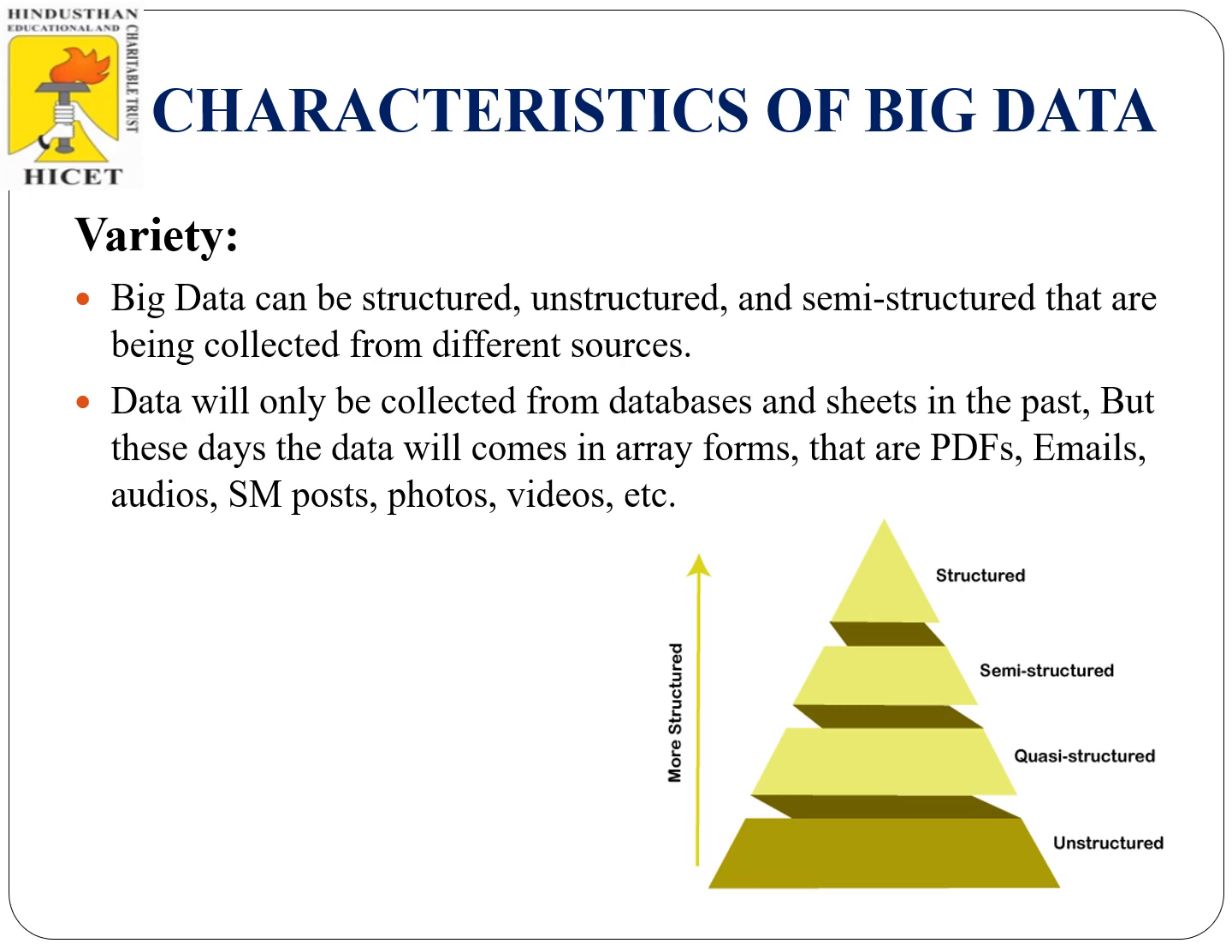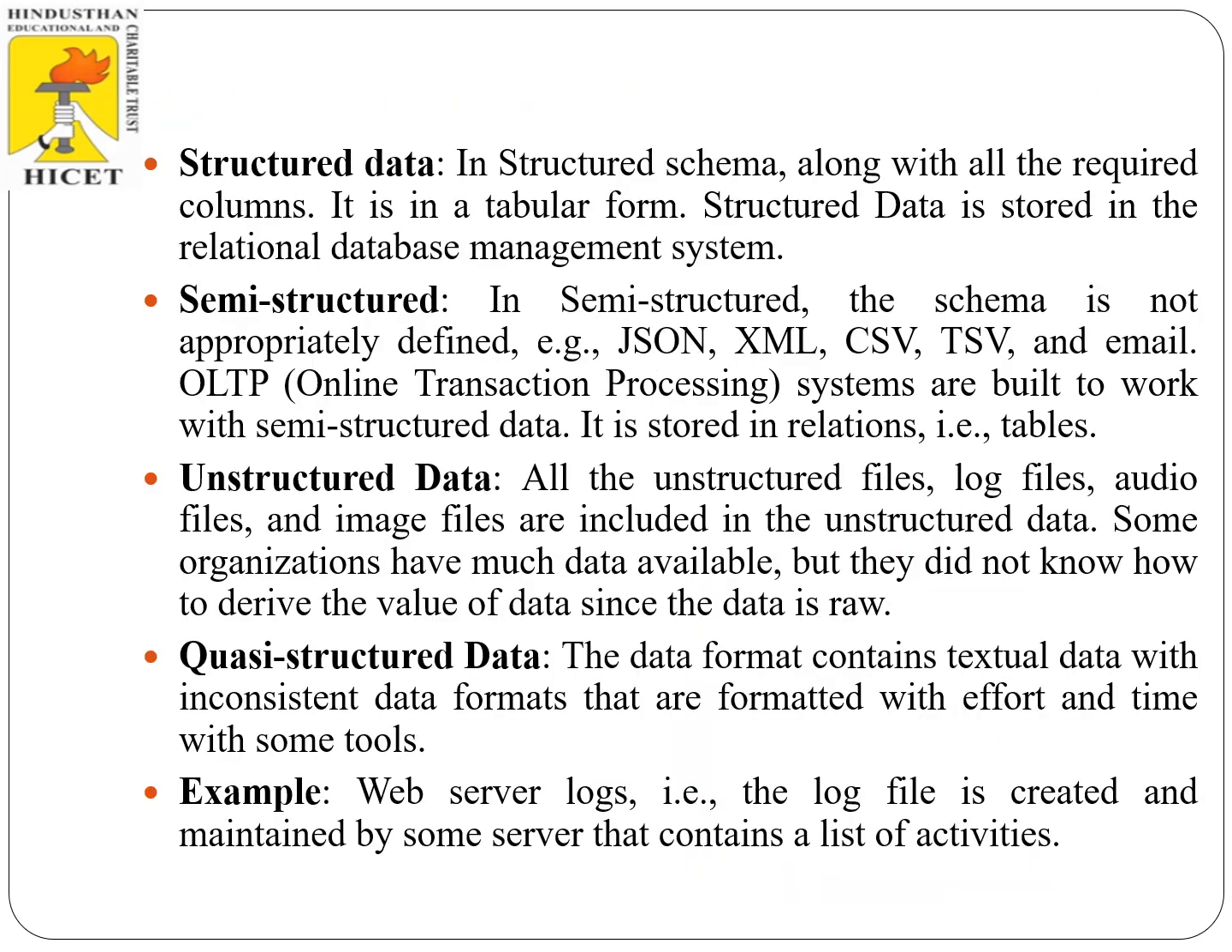Come to the next one, variety. Big data can be structured, unstructured, and semi-structured, collected from different sources. Data was only collected from databases and sheets in the past, but these days the data comes in the form of an array, that is PDFs, mails, audios, photos, etc. The various structures involved are structured data, semi-structured data, unstructured data, and quasi-structured data.